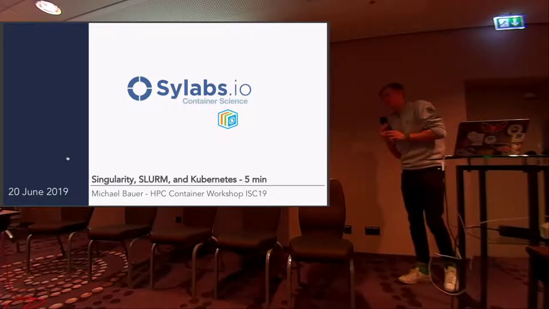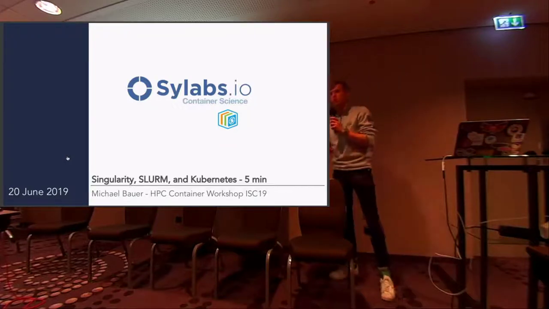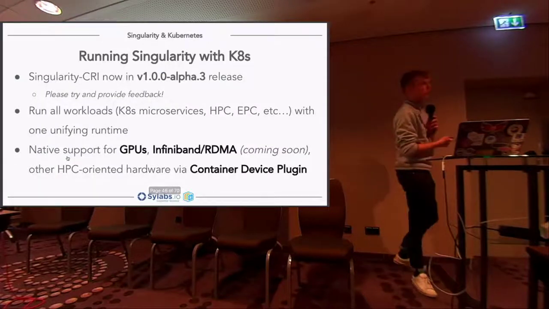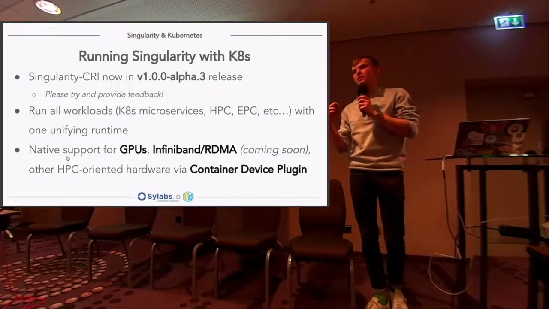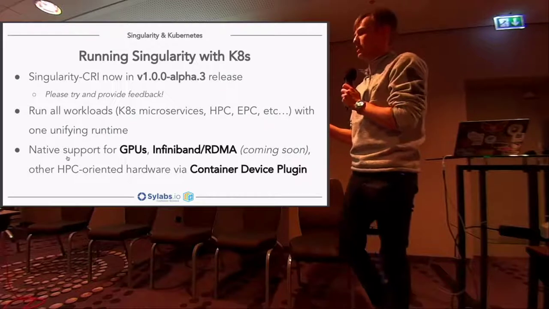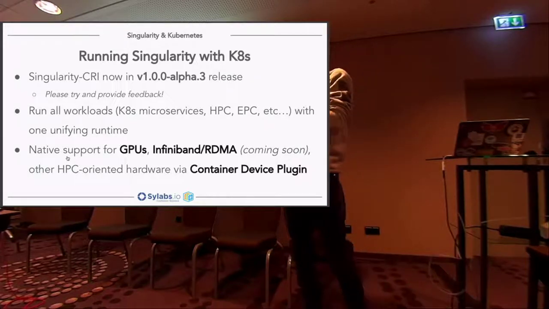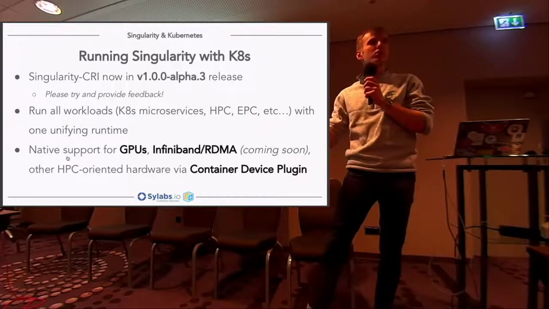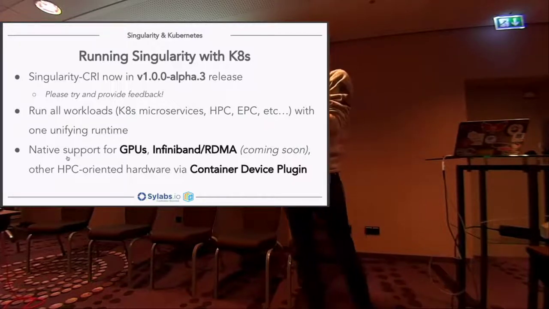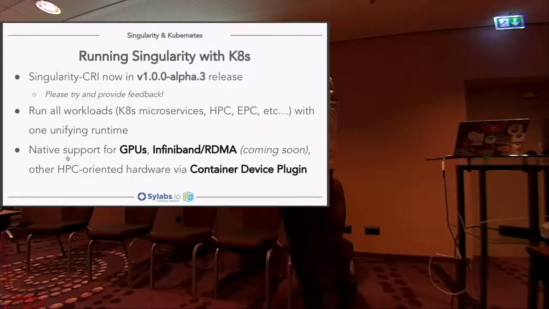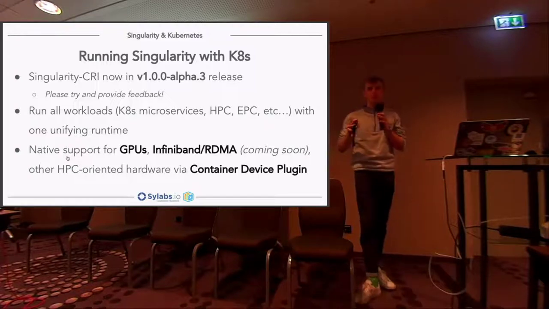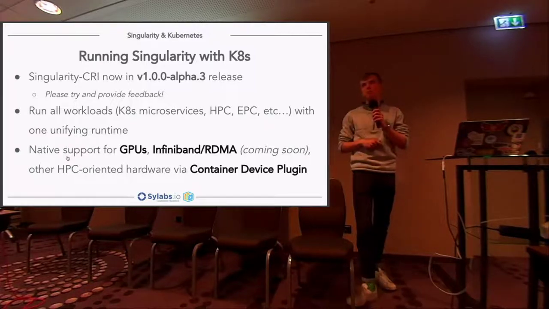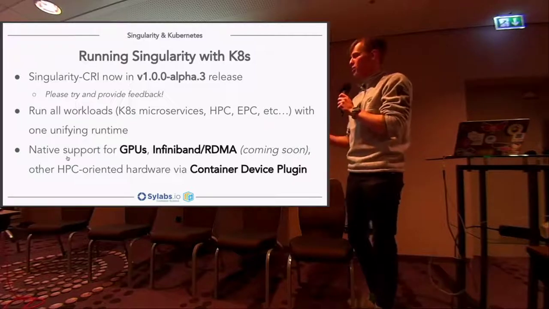I want to talk a little bit about Singularity plus Slurm plus Kubernetes. First of all, you can now use Kubernetes and run Singularity underneath as the container runtime. We've implemented a server that satisfies the CRI, the container runtime interface. So essentially, it's already working. You can go ahead and try it out. We do request lots of feedback right now because it's still in an alpha-ish, maybe beta-ish state, but the long story short is it totally works.